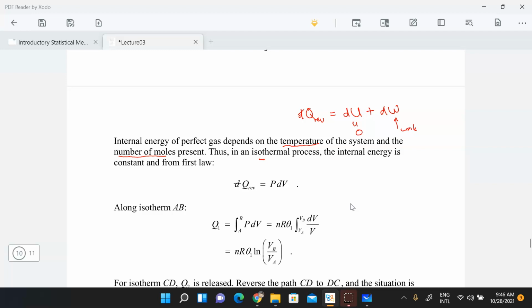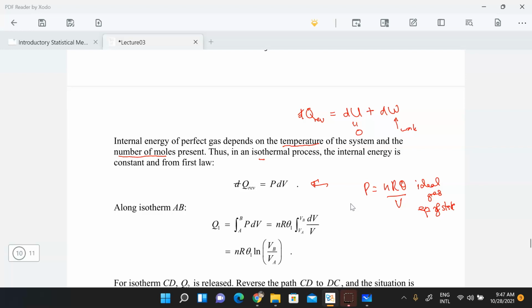So one could actually integrate this, because you have this relation from the first law, but you also know that P equals nR theta divided by V. This is the ideal gas equation of state. So one can use that now to integrate between these points in the process of the isotherm.